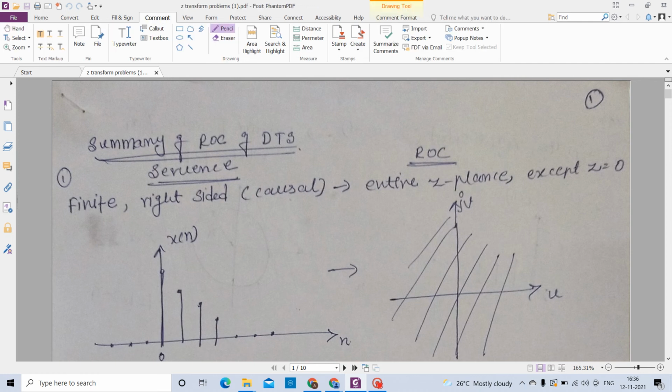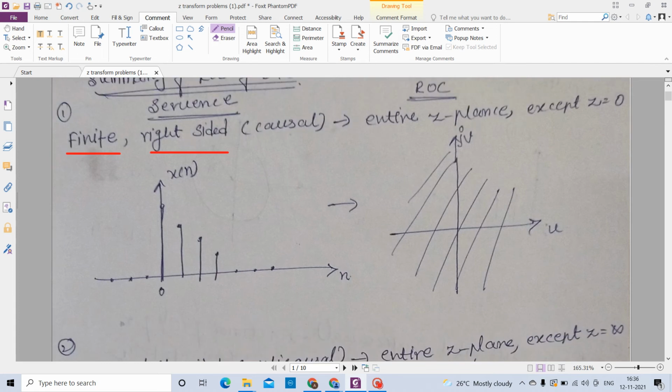See here, this is the finite sequence, right sided. It is a causal function, represented graphically. In this graphical representation, it shows the finite samples, and these samples are placed on the right hand side, or right sided. If the sequence exists in this format, then the region of convergence occupies the entire z plane.